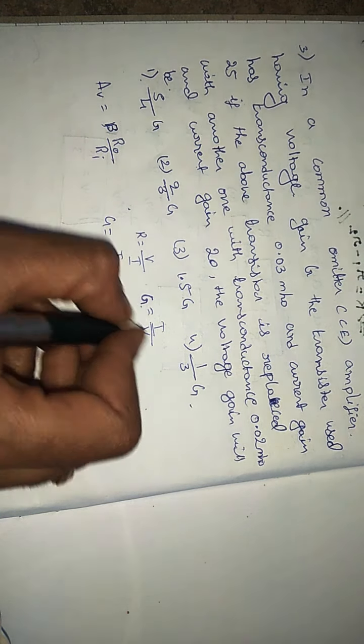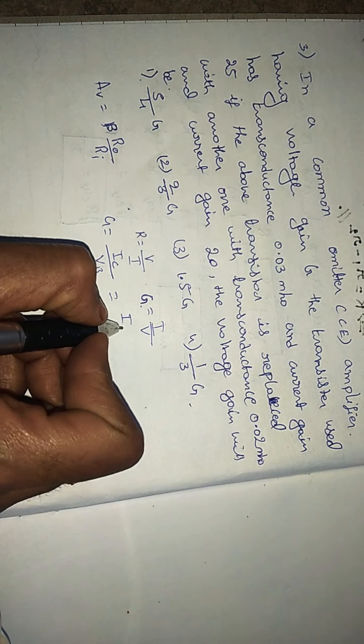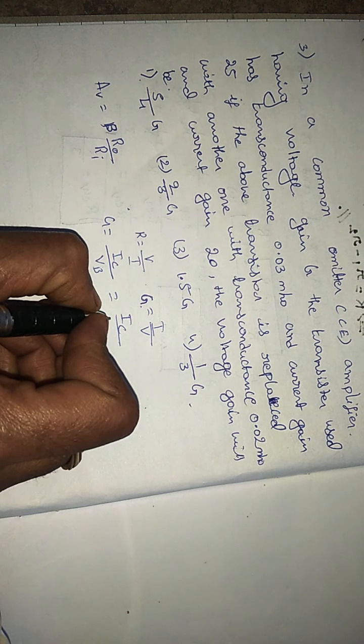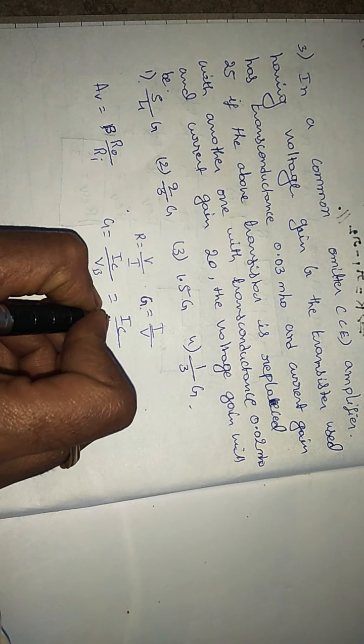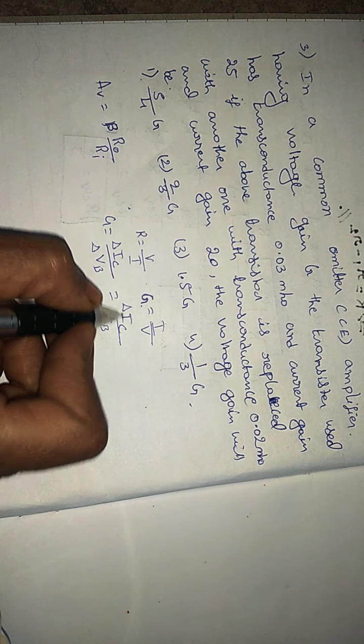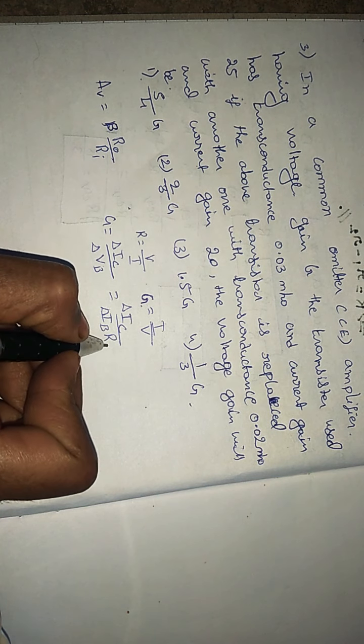So here, G is equal to IC divided by VB, the collector current divided by the base voltage. This base voltage is replaced with current and resistance. It is written as delta IC, the change in collector current, divided by delta VB, that is delta IC divided by delta IB into RI.